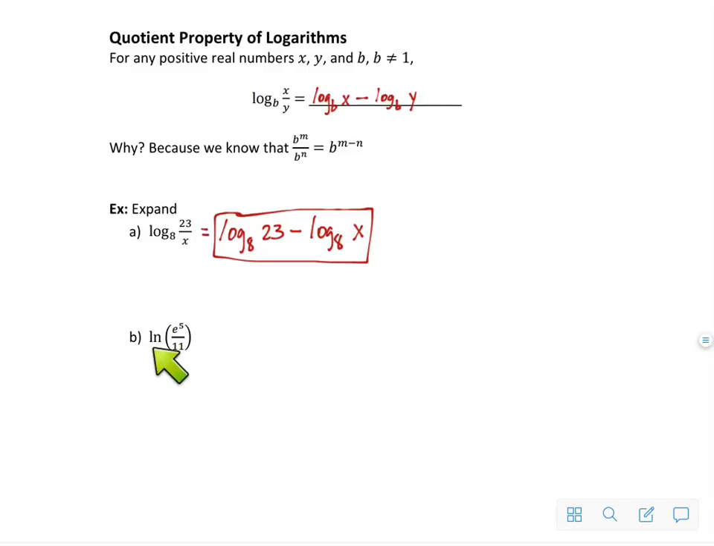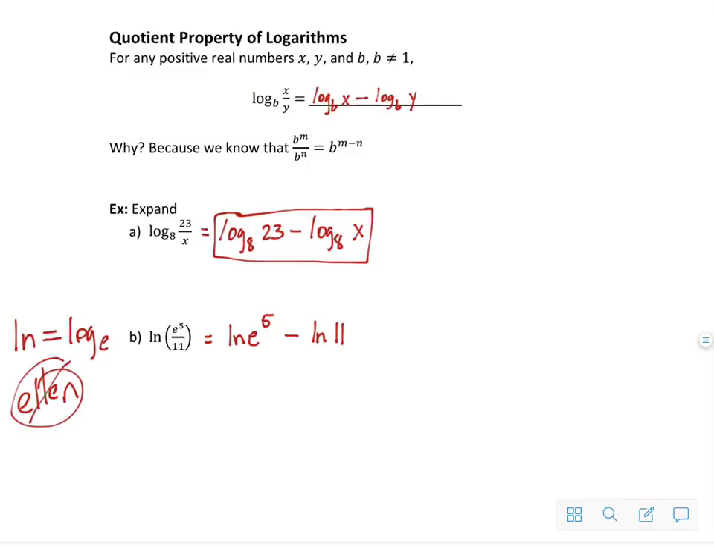It's got the natural log. Remember, natural log is log base e. So we still treat it just like a log. Since I've got a quotient inside here, I'm going to take the log of the numerator, which is natural log of e to the fifth, minus the log of the denominator, which is natural log of 11. Remember, don't read it as ln. ln is not a function. We call it natural log.